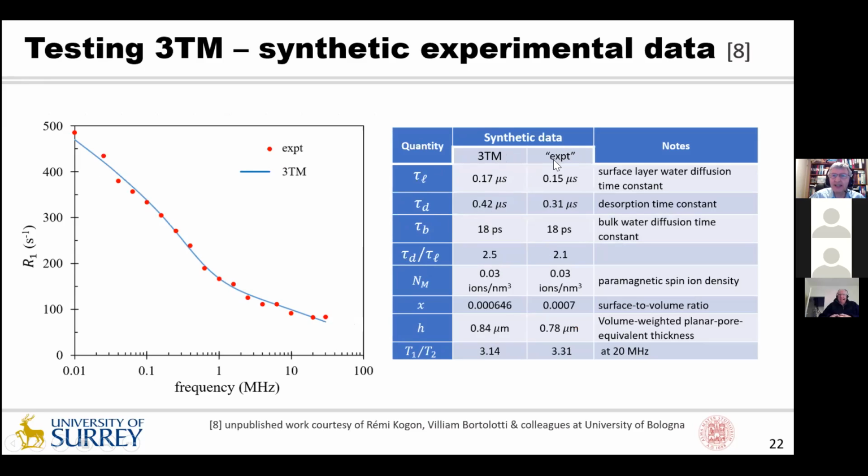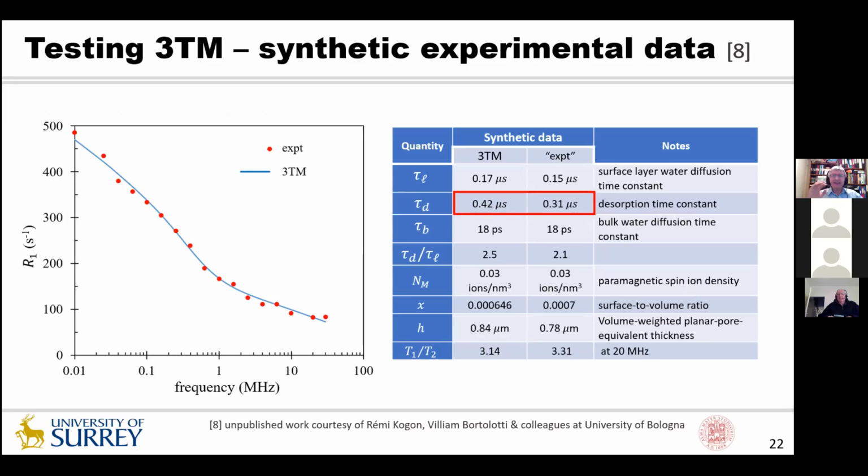So we're seeing how well the 3-tau model reproduces the original values. On the right here, we have the synthetic experimental data. This is what we're seeking to reproduce. And you see in pretty much every case, there's a really good match between the values here, perfectly reasonable. The least good is tau d, and there is a health warning here.